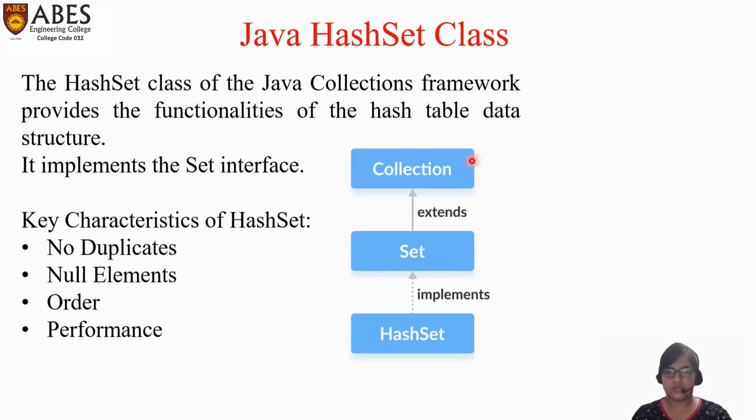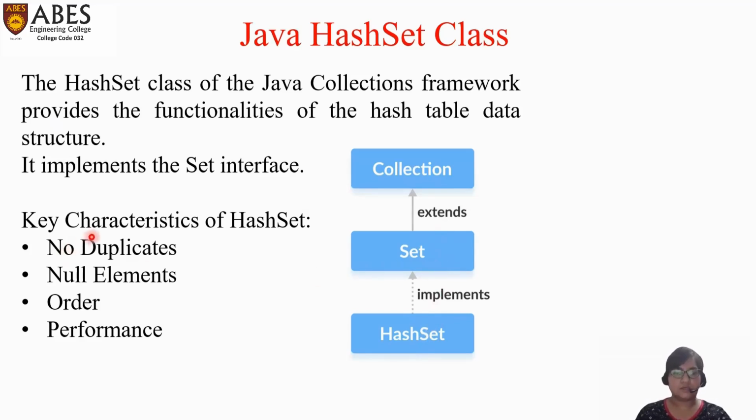In the collection hierarchy, first we have the collection interface. Here, the set interface is extended from the collection interface. And then HashSet is implemented through the set interface. That means the set contains methods like the collection interface, and HashSet contains all the methods that are contained by the set, because HashSet implements the set.